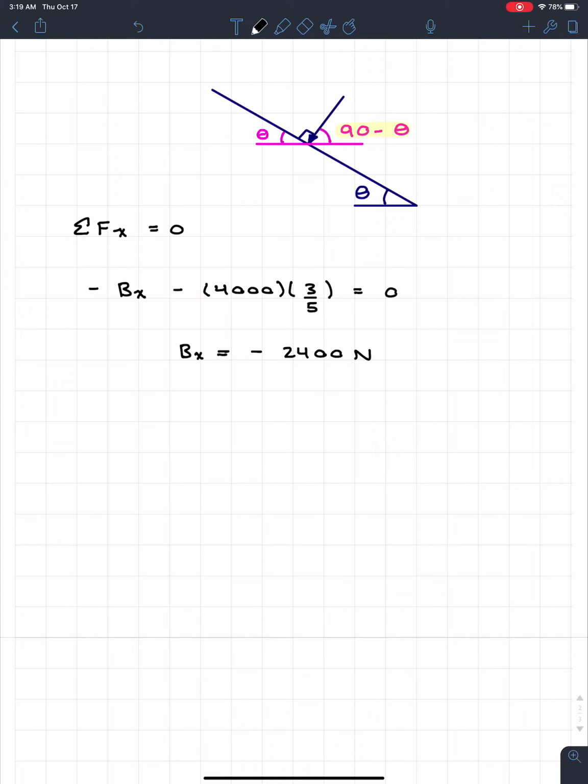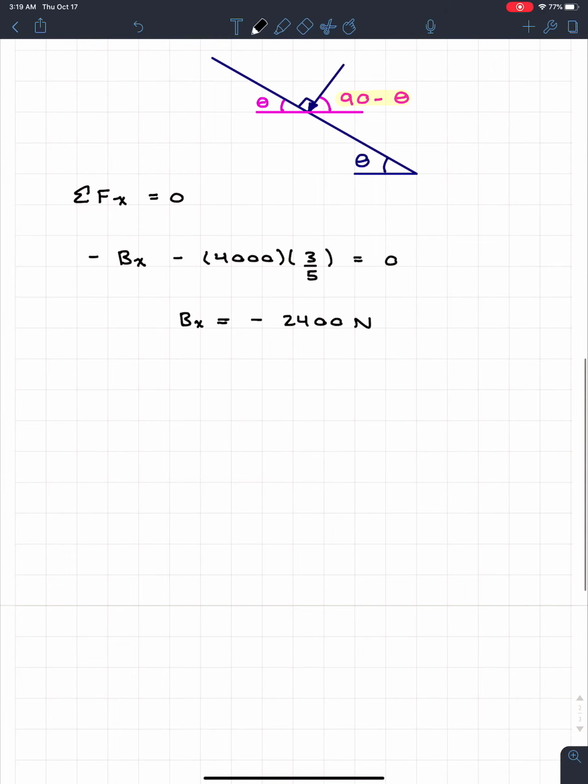So remember, when we're dealing with reaction forces, we're guessing the direction. We don't know the direction. We're just taking a guess. And if we look at this case, our guess was wrong because we had negative. So what I'm doing in my final answer is I'm going to say Bx is equal to 2,400 newtons. So I'm keeping it positive. But what I'm going to do is show the correct direction.